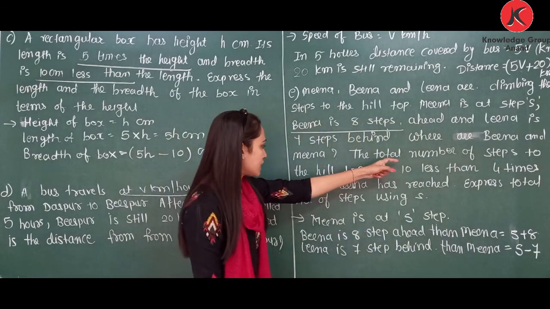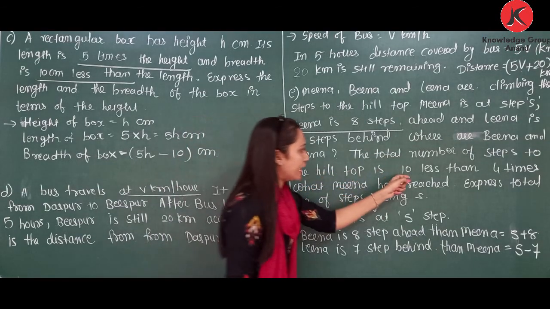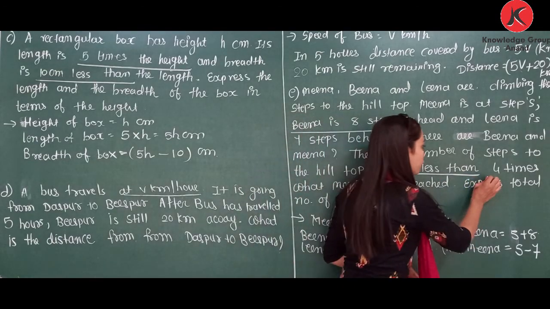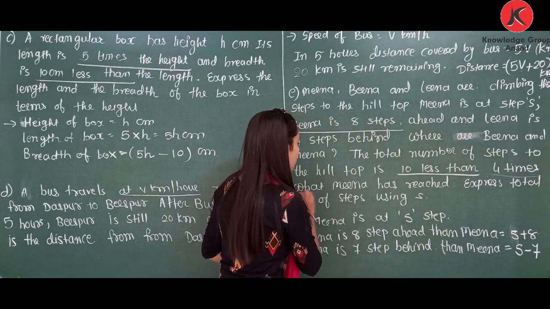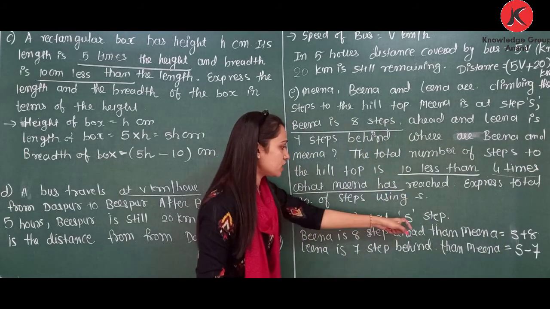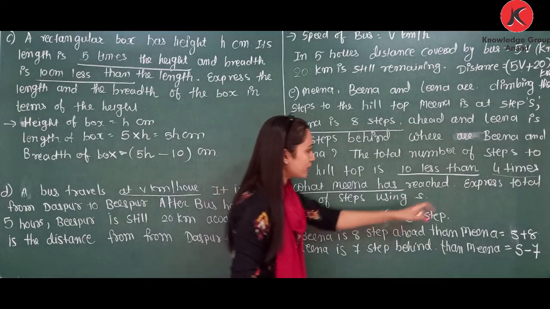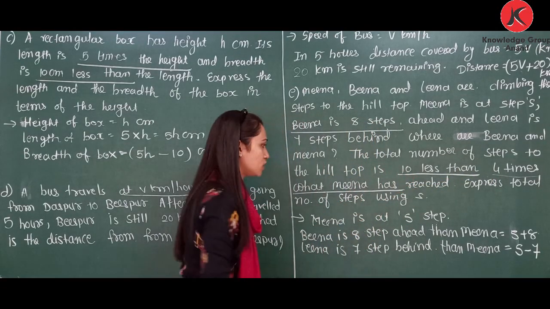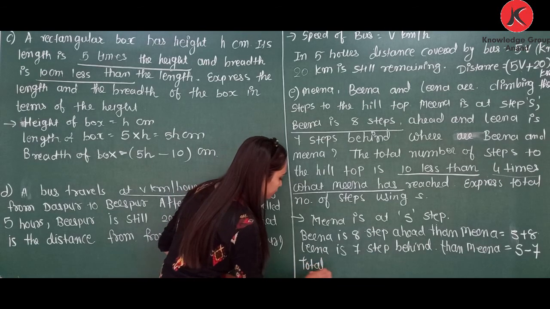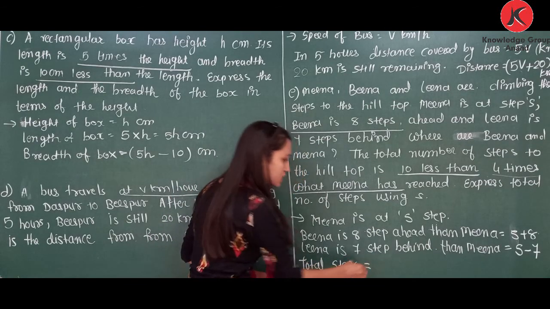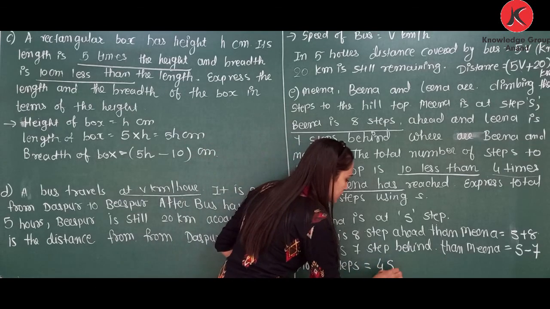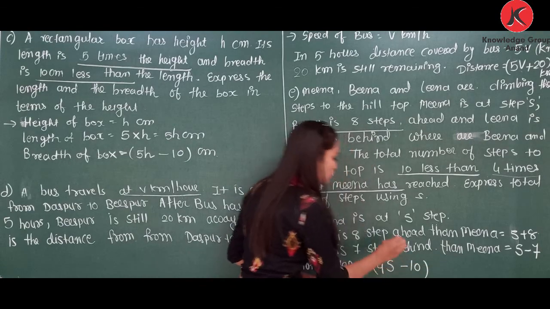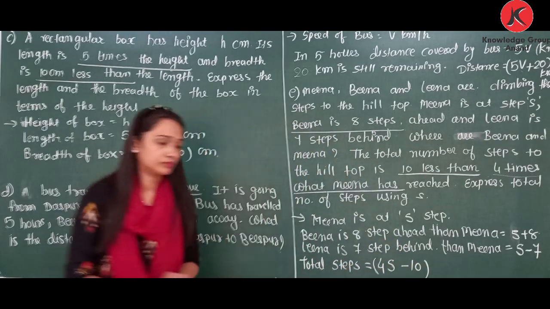The total number of steps of the hilltop is 10 less than 4 times the step where Meena reached. 10 less than means subtraction of 10. Meena reached step S, so 4 times S means 4S, and 10 less means minus 10. So the total number of steps is equal to 4 times the step where Meena reached, minus 10, that is 4S minus 10.